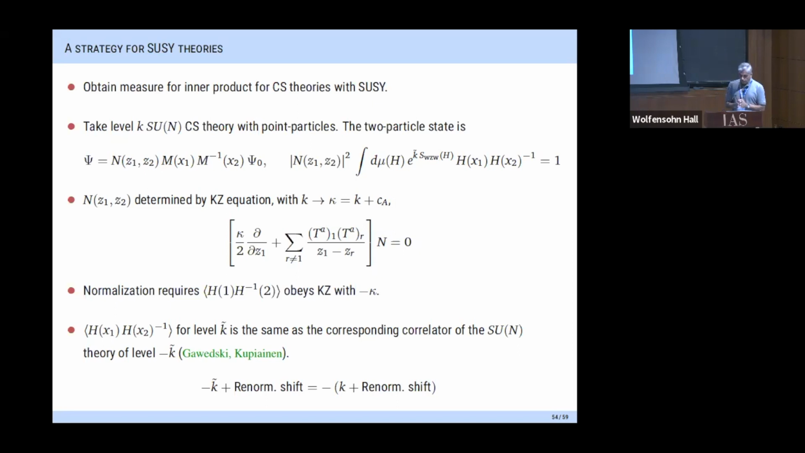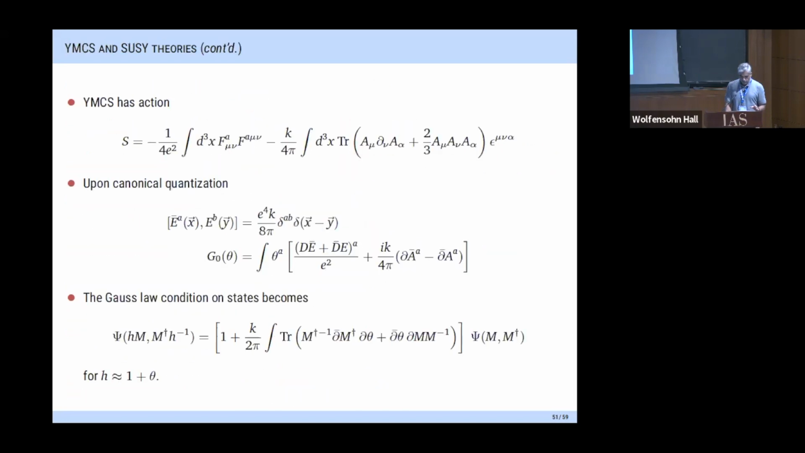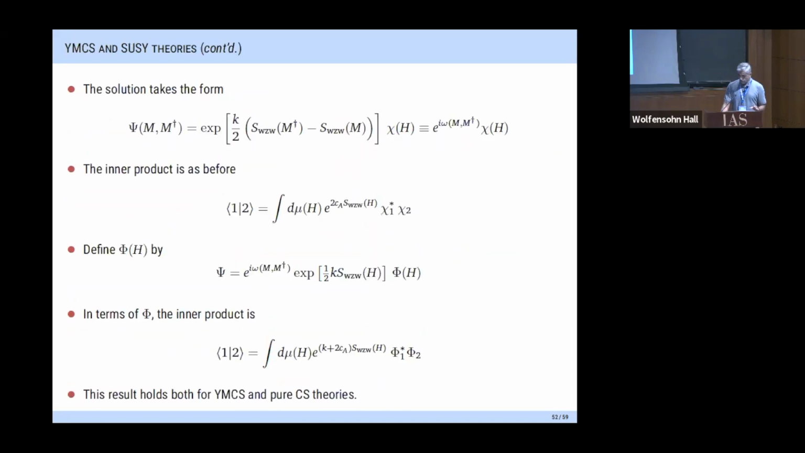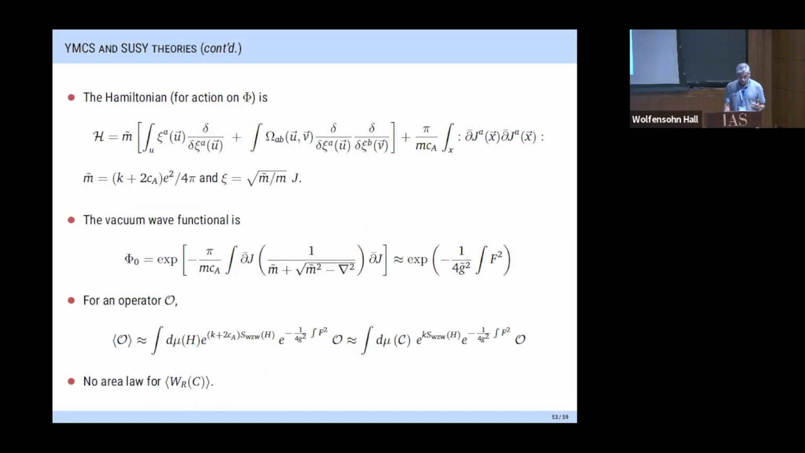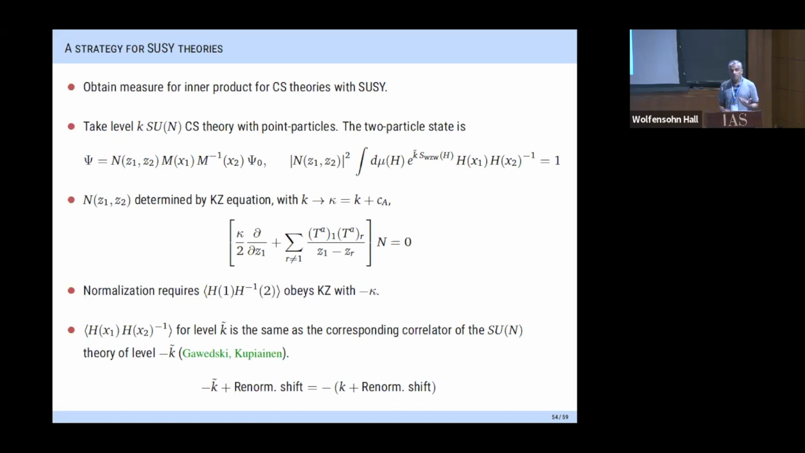Well, the key point here is that the integration measure is the same for both Yang-Mills-Chern-Simons and pure Chern-Simons theories. So the strategy we are going to use is: how do we fix that measure? If you have some way to fix the measure in an indirect fashion, then we can use that without actually having to go through detailed computation to see what the implications are. That's the argument that I would like to talk to you about.